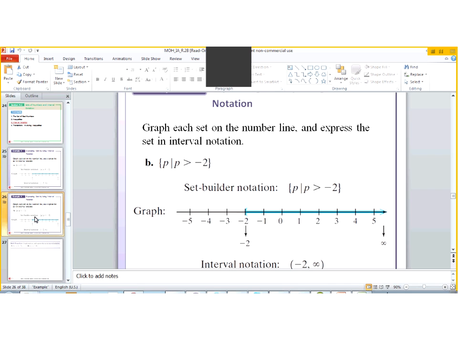Okay. So on this one here, another example, p such that p is greater than -2. So you locate -2. This time you're going to use parentheses for the graph. All the numbers larger than -2 would be to the right of -2. So the interval notation would be parentheses, -2, comma, infinity, parentheses. This is the interval notation they're referring to.